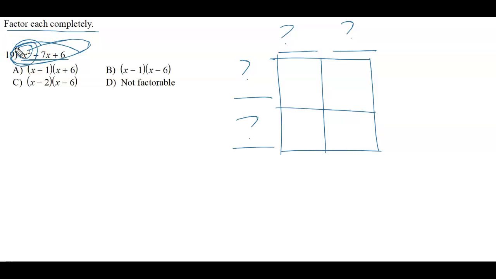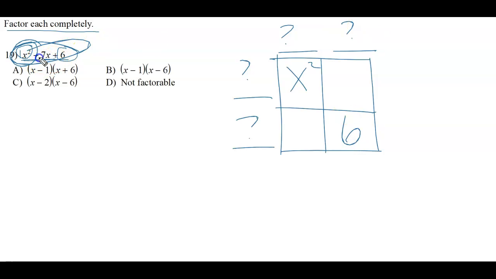the first 2 terms should make x squared. So x squared goes here. So we're looking for something times something that makes x squared. We also know that the last 2 terms of our binomials would multiply together to make this 6. So the 6 goes down here.